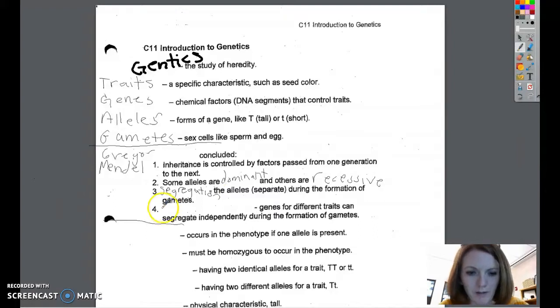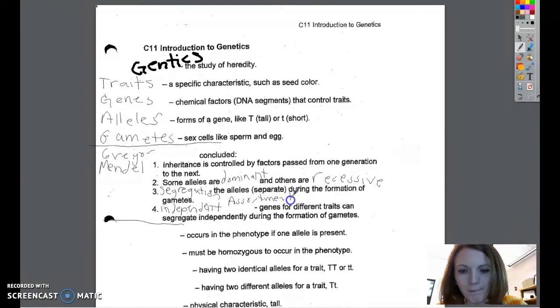How in the world am I going to fit this on here? Independent assortment. Sorry. That's assortment. Blah, blah, blah. I'm getting tongue-tied.